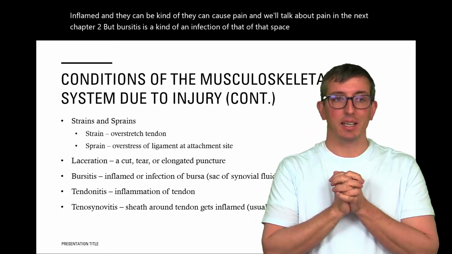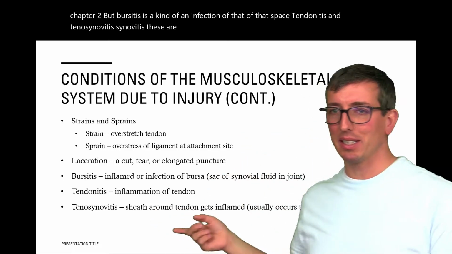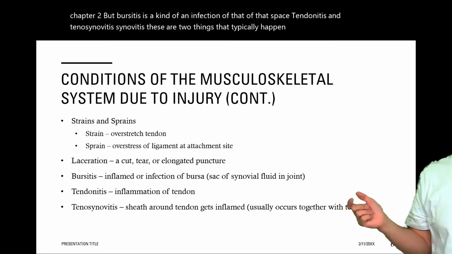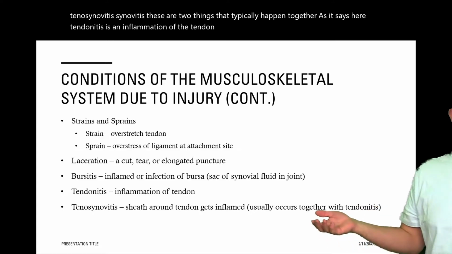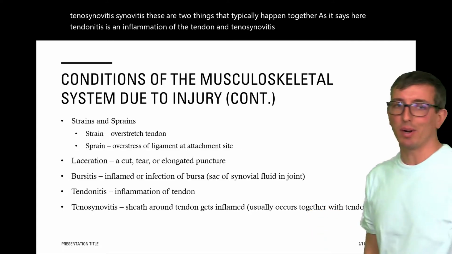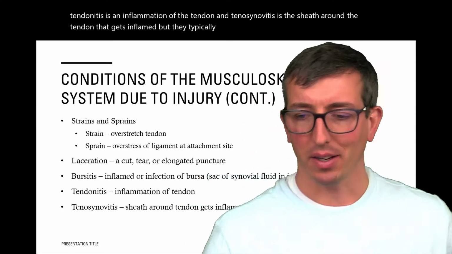Tendinitis and tenosynovitis. These are two things that typically happen together, as it says here. Tendinitis is an inflammation of the tendon, and tenosynovitis is when the sheath around the tendon gets inflamed. But they typically happen together, so I don't know.